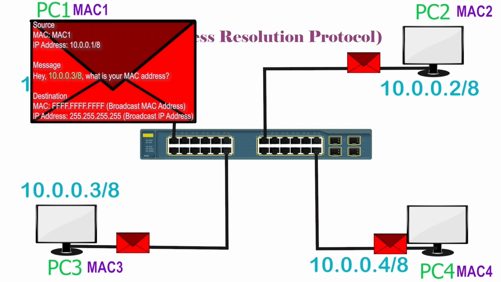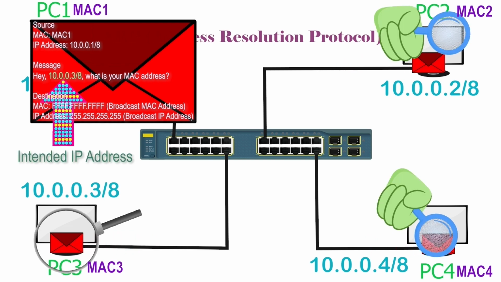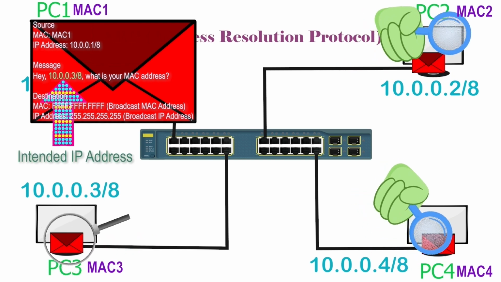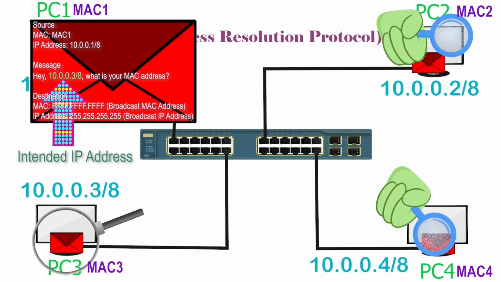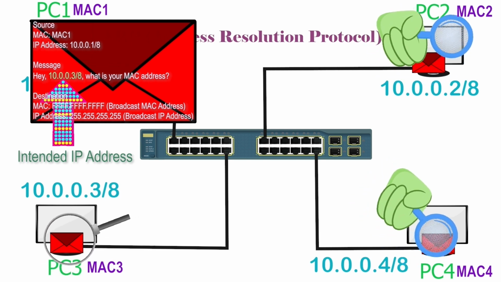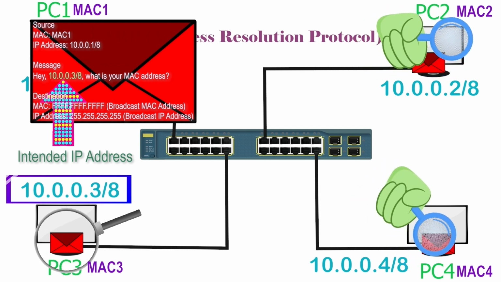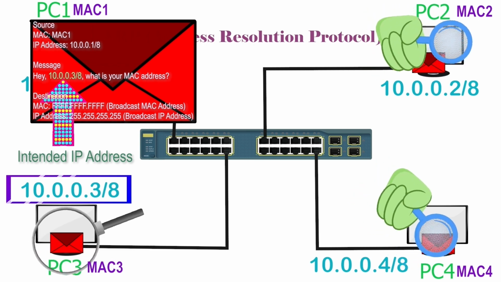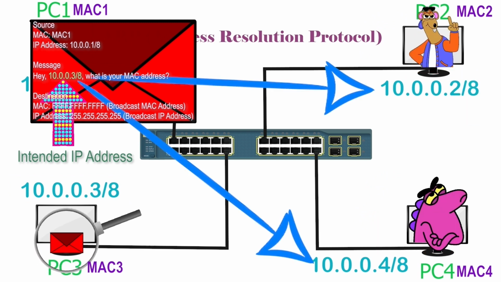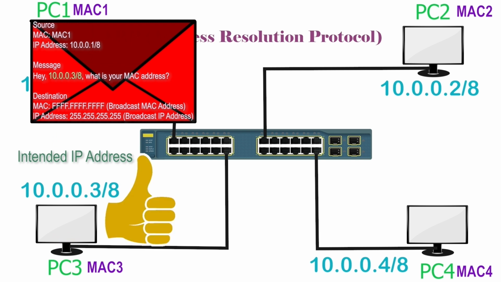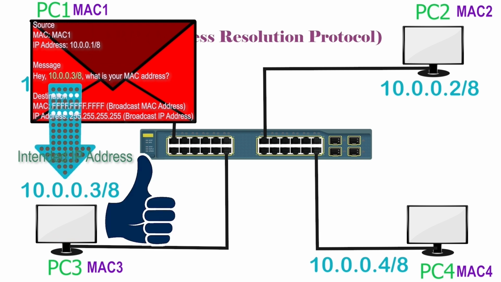The broadcast message reaches all devices in the network. A recipient device matches its IP address with the IP address listed in the intended IP address field of the broadcast message to determine whether this message is for it. This broadcast message is for the device with the IP address 10.0.0.3/8. PC2 and PC4 ignore this message as their IP addresses do not match with it. Only PC3 replies to this message as its IP address matches the IP address listed in the intended IP address field of the broadcast message.